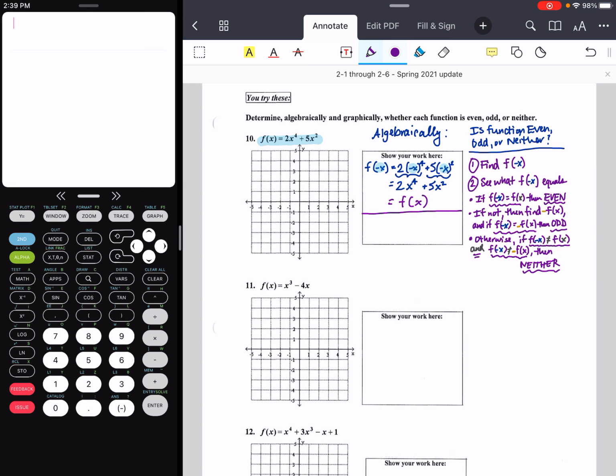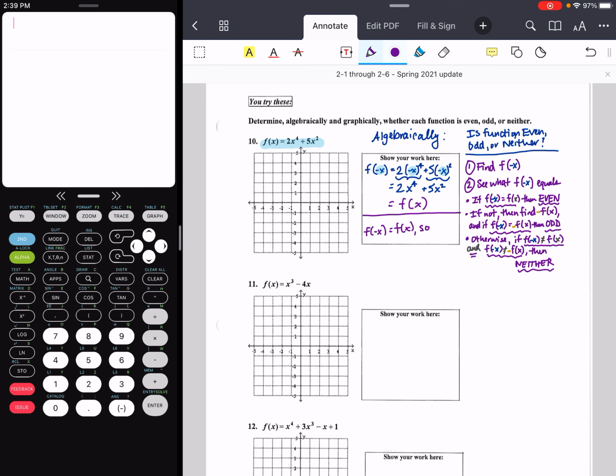Okay, so here's my summary statement. I evaluated f of negative x. I showed that it equals f of x. So I have an even function. Okay, and these are the steps that I'm following over here to the right. Step 1, find f of negative x. Step 2, see what f of negative x equals. And in this case, this first iteration was true, right? F of negative x equaled f of x, so I had an even function.